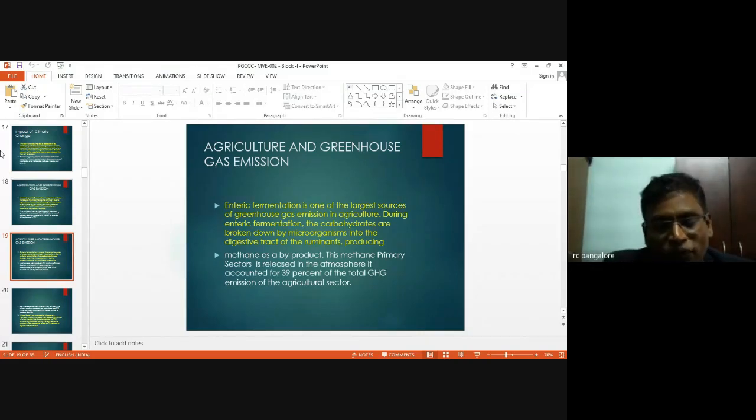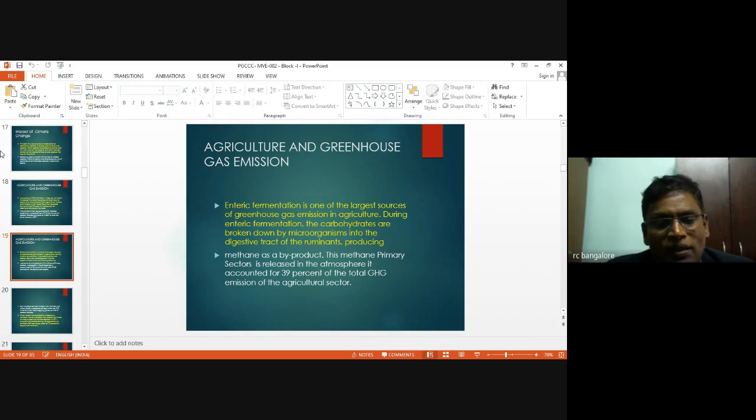We will see the numbers separately in the next session: the livestock contribution, how much livestock we have, and how much pollution is generated because of that. We are going to see that in detail. But here, we are looking at how methane gas is contributed by livestock because of microbial activity during digestion in the ruminants, with methane as a byproduct.